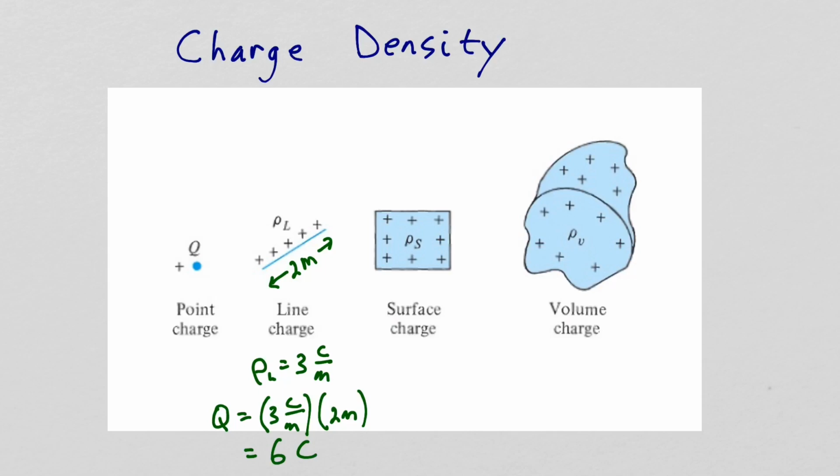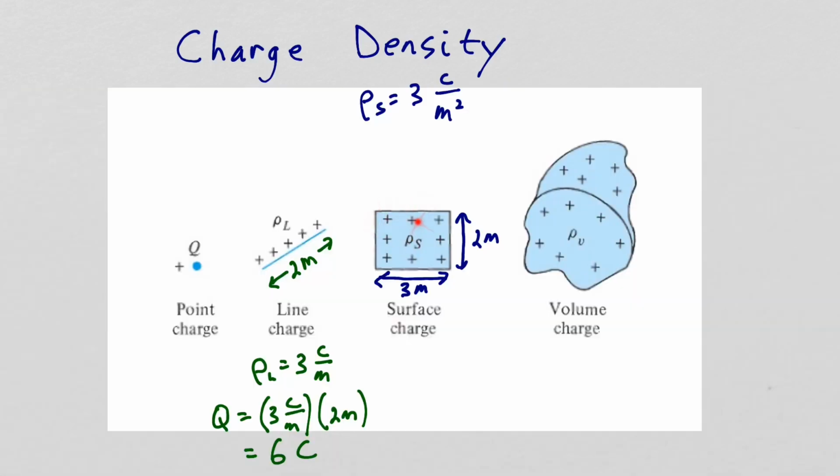As an example, we have a plate that's 3 meters by 2 meters, and the charge density on the plate is 3 coulombs per meter squared. So for every square meter of plate, you would have 3 coulombs. The total charge on this plate will be the charge density of 3 coulombs per meter squared times the plate area of 6 meters squared. The meters squared cancel, and you're left with 18 coulombs on this plate.